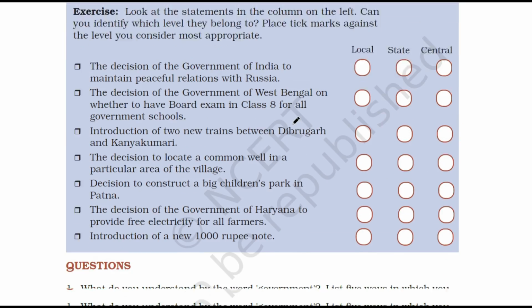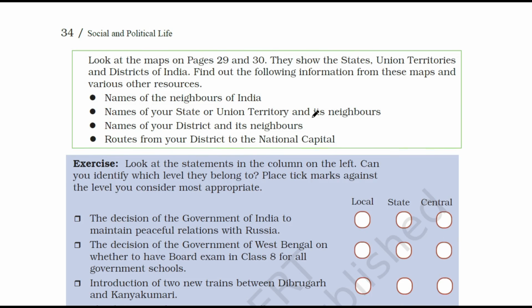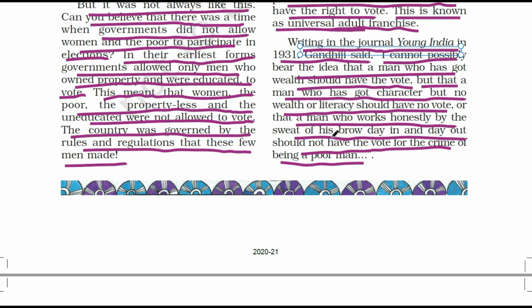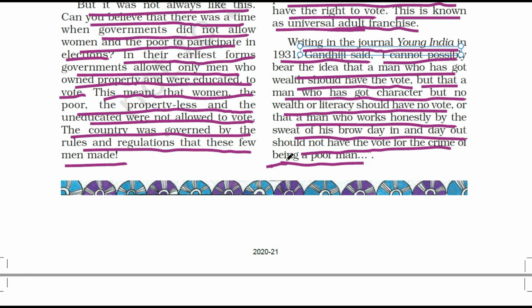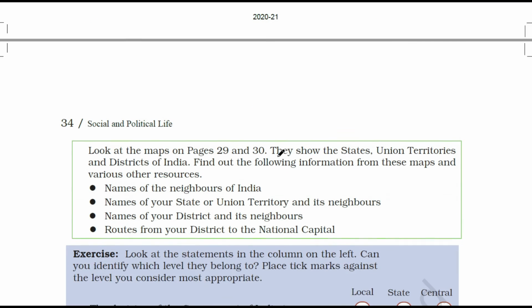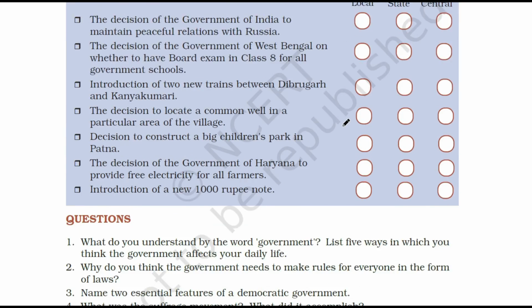This is an exercise which you can do. So this is the end of the chapter. In conclusion, Gandhi simply says that everyone should have voting rights. As it stands now, everybody above the age of 18 has voting rights in our country. So this is an exercise over here. Look at the maps, and all right, that's the chapter.